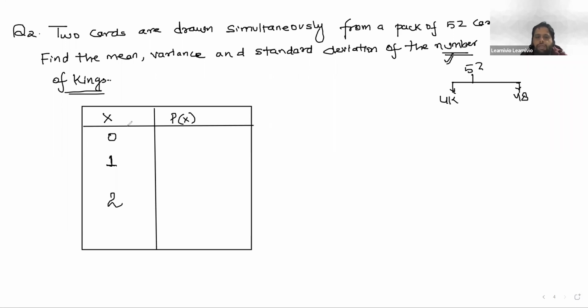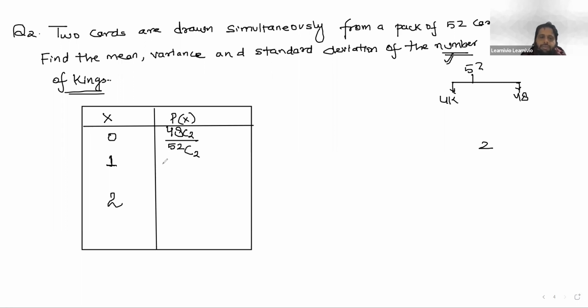For 0 king, the 2 cards which you are drawing, you will draw from which one, the 4 kings or the 48? From 48. So that means 48C2 by 52C2. Clear, Nabil? Yes.